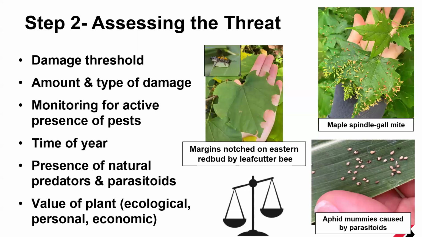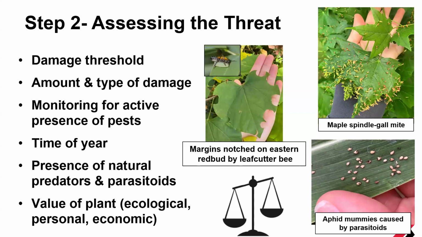Step 2 is assessing the threat of a situation. So just because we're seeing an insect on our plant doesn't mean we have a problem and that something needs to be done. Even if we identify that insect as being a potential pest, it's really going to depend on the situation. How much of the pest are we seeing? Are they currently causing damage? What life stage are they at?